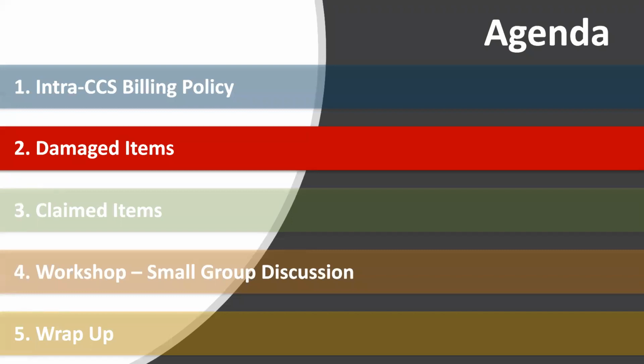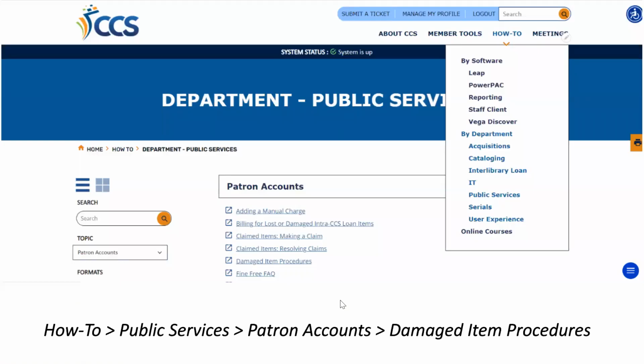We're next going to examine damaged items. So damaged item procedures can be found on our website. In the How To section, select Public Services as your department. And in Public Services, you will see a list of topics, and you'll want to focus on the topic headed Patron Accounts. Once you expand this section, that is where you will find the damaged item procedures.